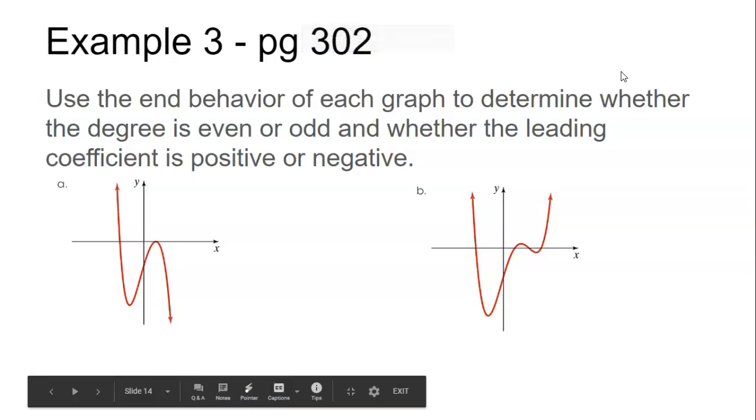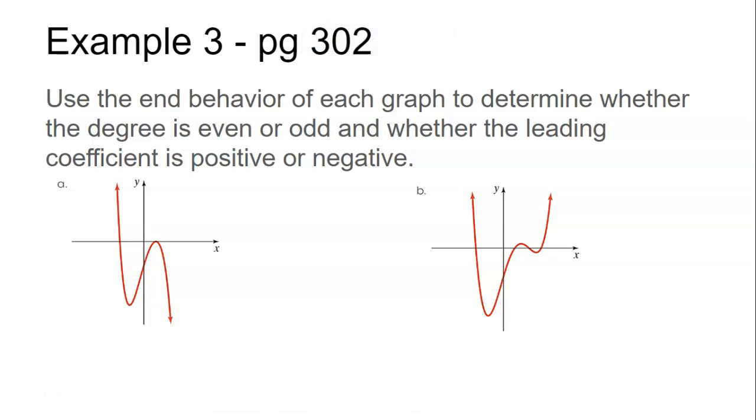So with this example on page 302, it says use end behavior of each graph to determine whether the degree is even or odd, based on which way the ends go. So is graph A an even or odd degree? Or is graph B even or odd? So basically, if we knew the equation, if you look at the highest exponent or the highest degree term, is it a number divisible by 2 or not divisible by 2, even or odd? And then is the coefficient positive or negative, based on where it starts and finishes?